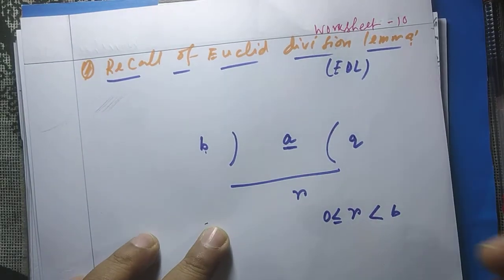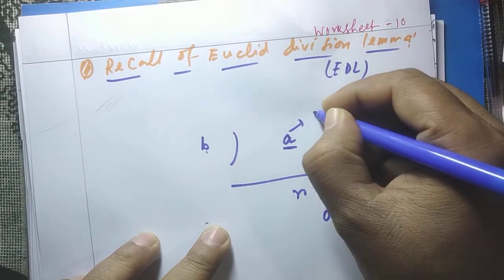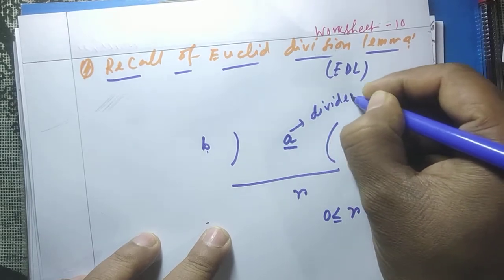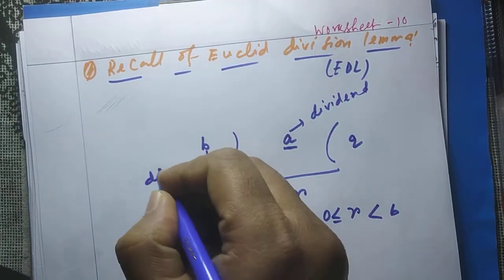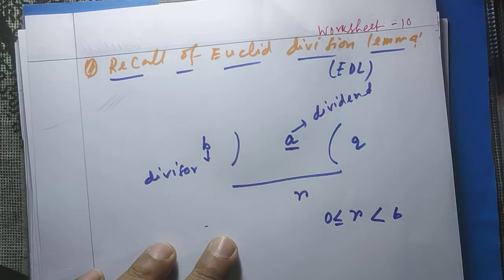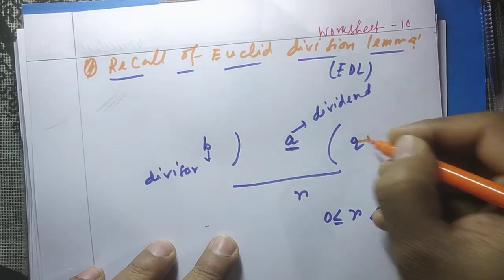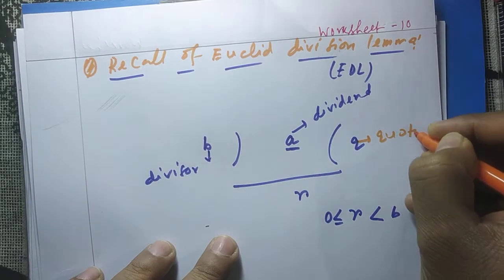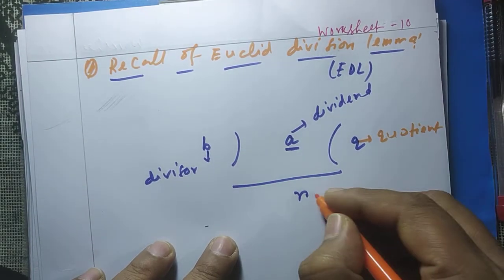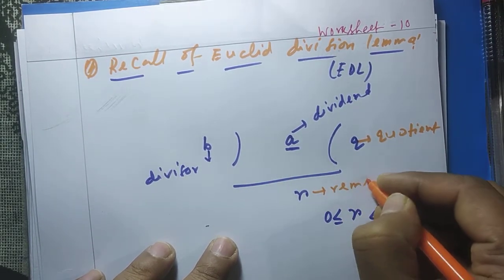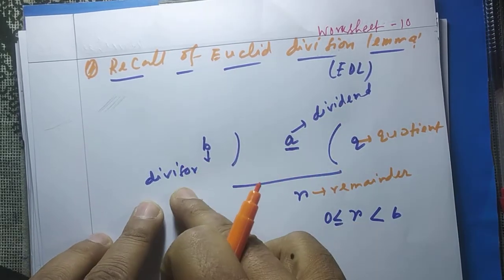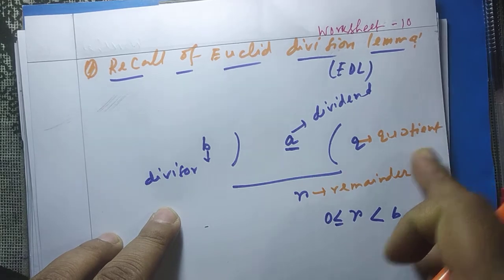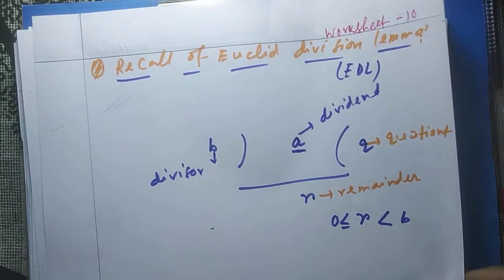Now first let us say a is called dividend, b is called divisor, correct? q is called quotient and r is called remainder. a is called dividend, b is called divisor, q is called quotient and r is called remainder.